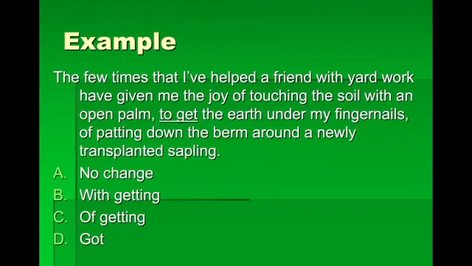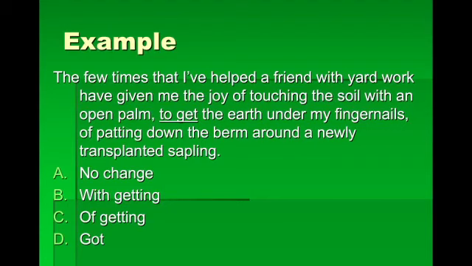Our next example. The few times that I've helped a friend with yard work have given me the joy of touching the soil with an open palm, to get the earth under my fingernails, of patting down the berm around a newly transplanted sapling. So let's start looking at your verbs. The few times that I have helped a friend. So we're in past participle here with the have helped. Have given, once again, that past participle. Have given me the joy of touching the soil with an open palm.